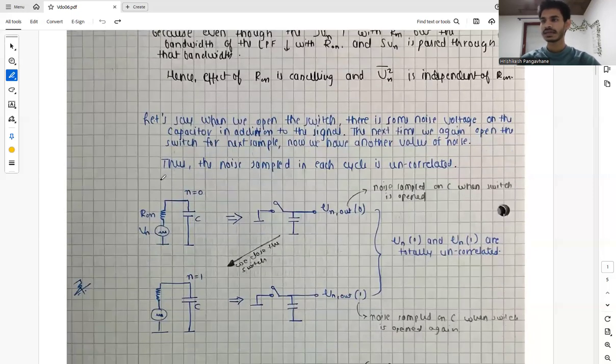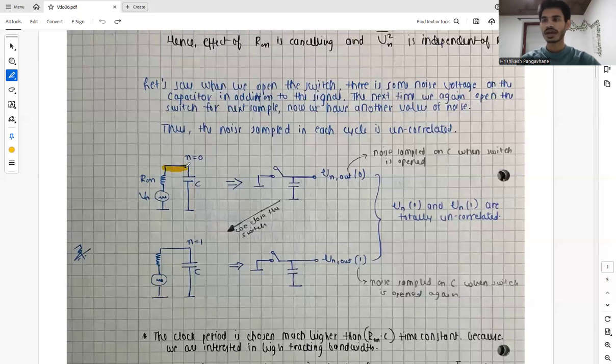What I am basically saying is, we close the switch at n equals 0, the first cycle, and the input is 0. Over here, we are just analyzing the noise. So we have the source due to the noise, we have the resistor, and the switch is closed. The capacitor gets charged. Now when the switch is opened, the noise is sampled on the capacitor. So the noise sampled on the capacitor when the switch is opened is basically Vn out of 0.